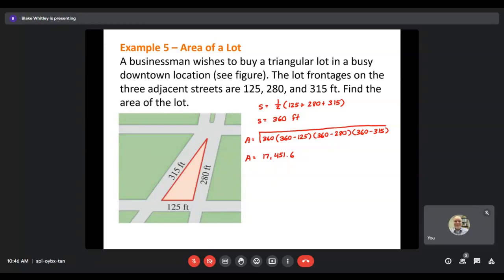And as always, if we have units, we want to include them. Since we're looking for an area this time, our linear unit was feet, but area would be in squared units. So we're going to get feet squared. So again, just another way now that we can find the area of a triangle. It all depends on the information that's given. If you know all three sides, this is a formula we can use now.